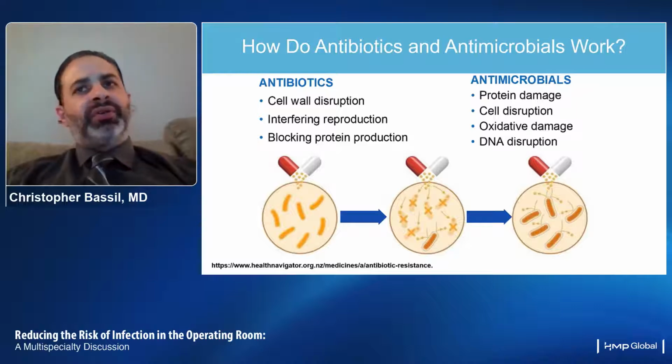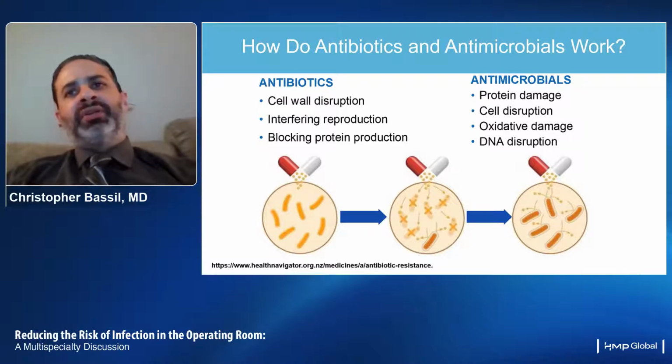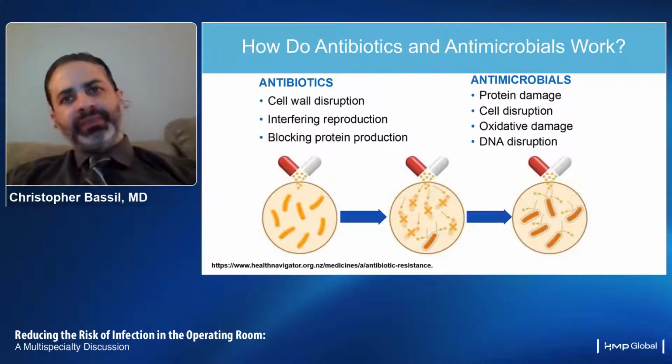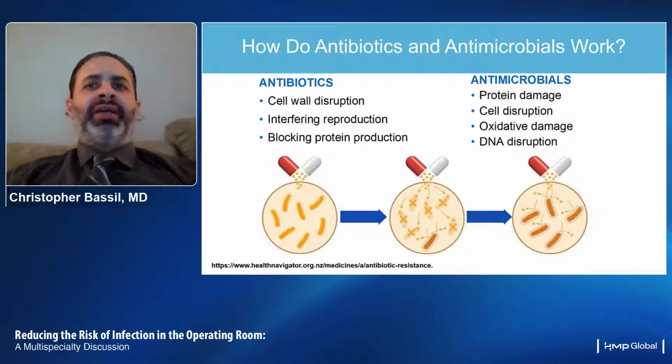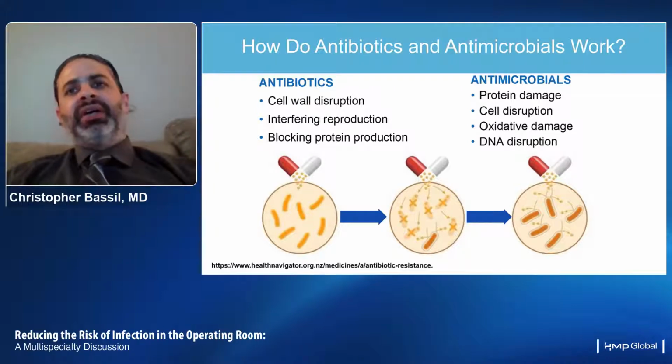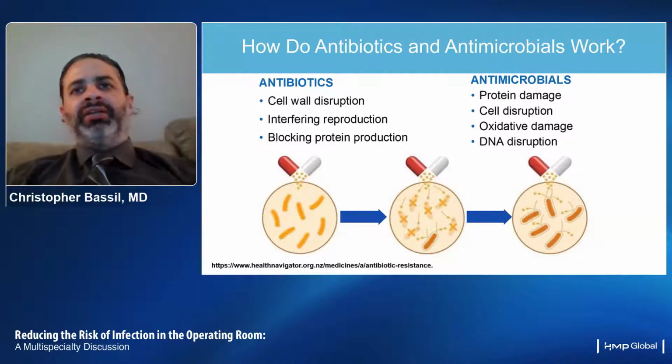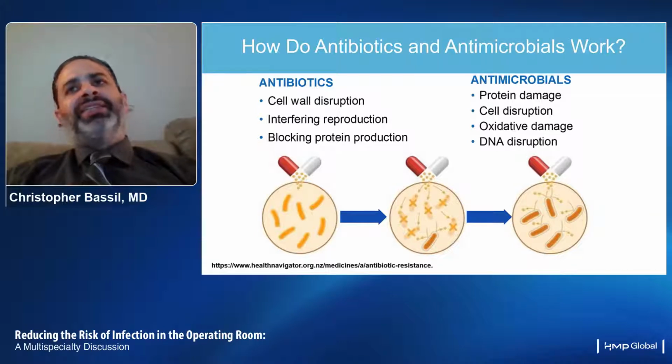Whereas antimicrobials work on several different areas. They also attack the proteins of the microbe, and they cause failure of essential functions. You get cell disruption. You get oxidative damage that leads to significant damage on the internal system of the microbe. And then you get DNA disruption. Basically, antibiotic resistance occurs when antibiotics attack some of the weaker and non-dominant bacteria that are occurring, and antimicrobials attack in different areas.